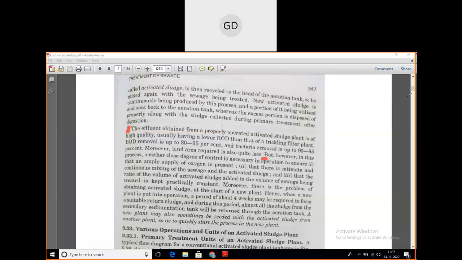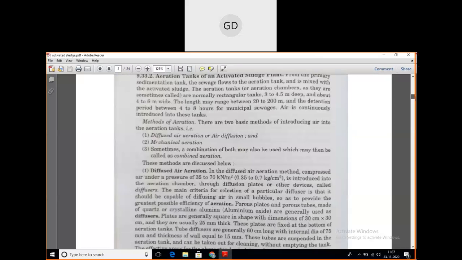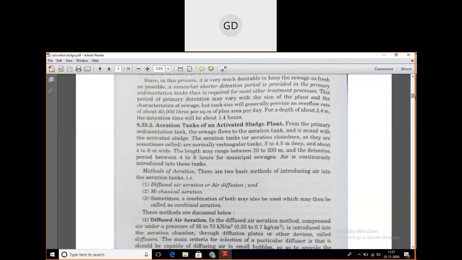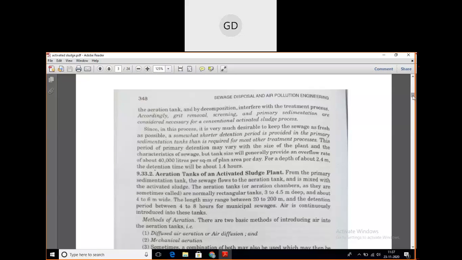Next, there are some methods of aeration. Some aeration tank is there. We have studied about the aeration tank, the aeration tank of an activated sludge. There are different methods.